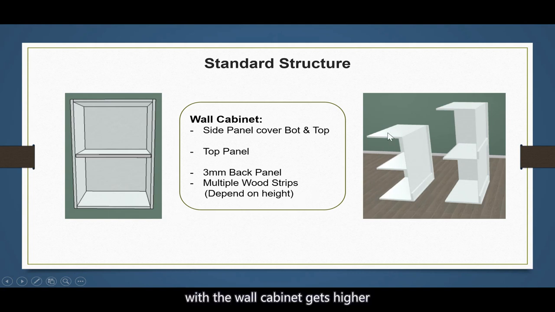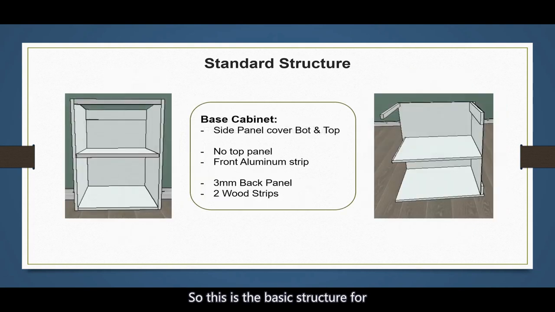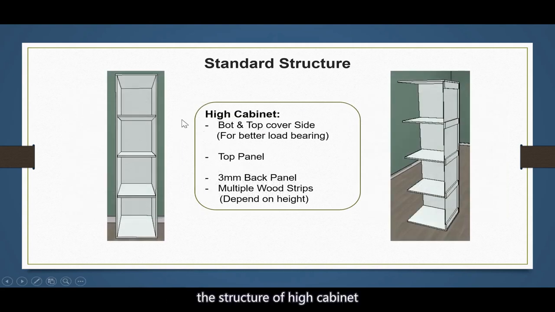If the wall cabinets get higher, we're going to put more wood strips, maybe one in the middle, maybe two in the middle, to increase the whole cabinet's strength. So this is the basic structure for base cabinets and wall cabinets. They are similar in this part: both have side panels covering the bottom and top. And this is what differs them from the structure of the high cabinets.